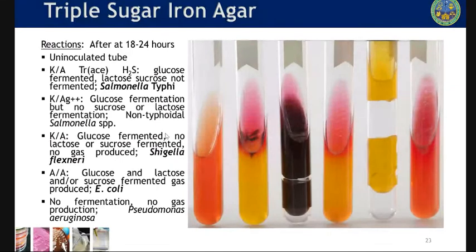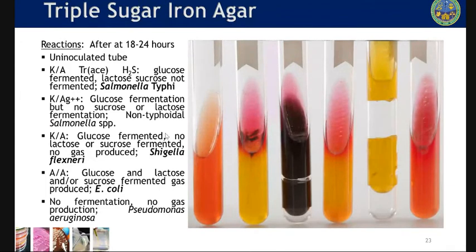For your reading, I will not tell you the ratio of the sugars in TSIA, but try to discover the ratio of glucose to sucrose and lactose present in TSIA. And also as part of your reading, read on what particular H2S indicator is incorporated in triple sugar iron agar together with Kligler's iron agar. This would be very, very important later on if it appears in your board examinations.